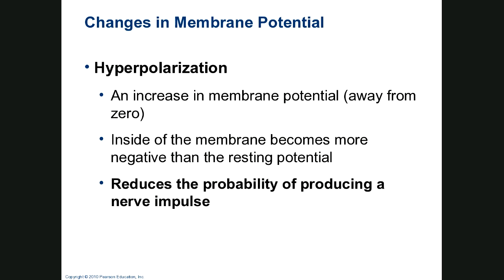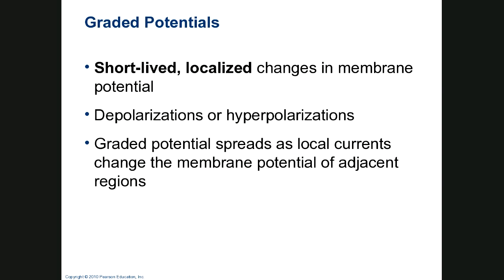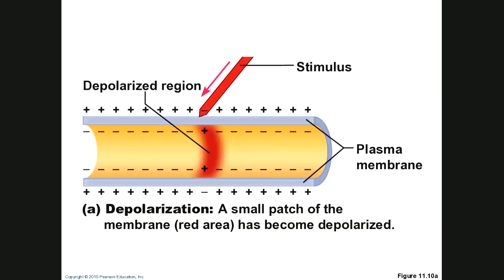Hyperpolarization is when the membrane potential is moved away from zero, so it's even greater. So it decreases the chances of you having a nerve impulse. Graded potentials are short-lived, localized changes in potential. And you see here a graded potential. You had a little bit of a stimulus, a neurotransmitter. It moved one little piece of potassium in. It caused a small electrical wave there.